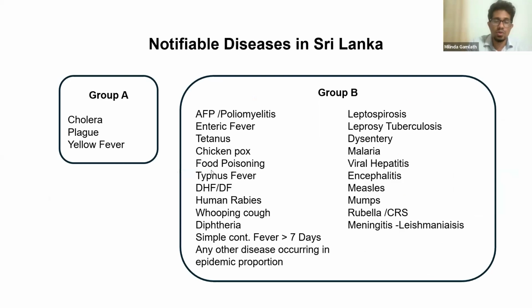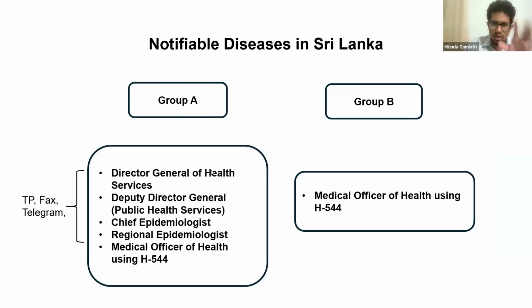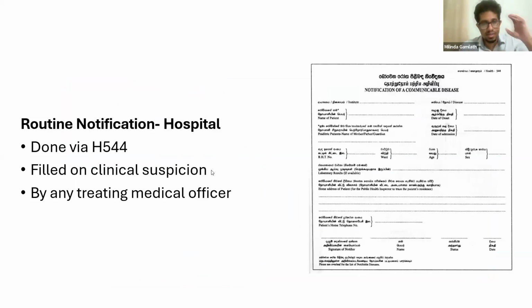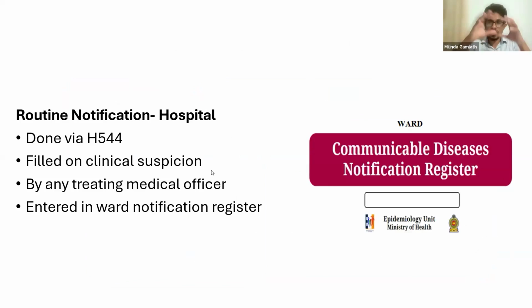And then these are the notifiable diseases, Group A and B. Like I said, these are on the other side of the notification form. If somebody asks you where these notifiable diseases are listed, tell them it's on the other side of the form. So like I mentioned, the Group A diseases, in addition to the MOH, should be notified to these people as well, as soon as possible, not just via the form, but by telephone, by fax, by telegram, basically immediately.